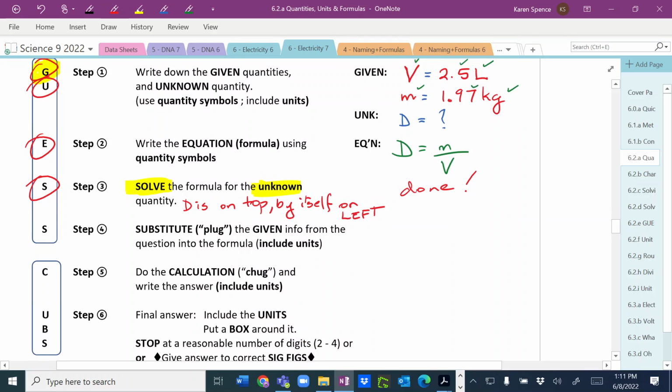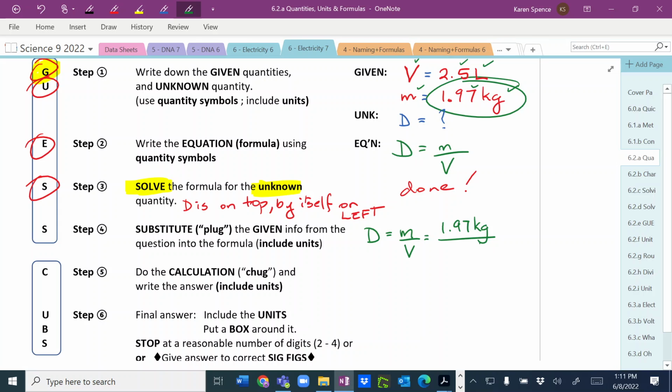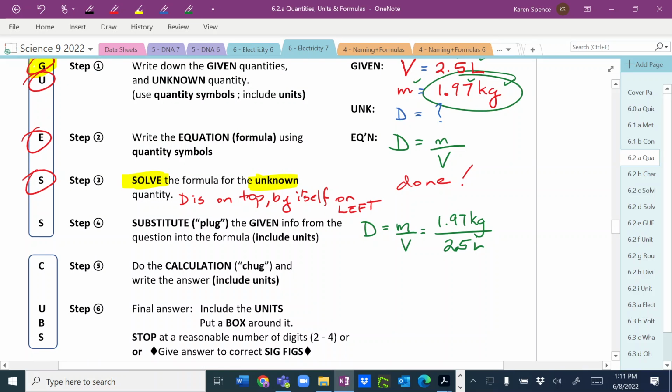Substitute. So we have D equals M over V. And now we're going to substitute in the mass, 1.97 kilograms. And remember, when you're substituting in, what must you also remember? Not just the number, but the unit. 1.97 kilograms over, what are we going to put on the bottom? 2.5 liters. So that's our guess. We have now substituted.